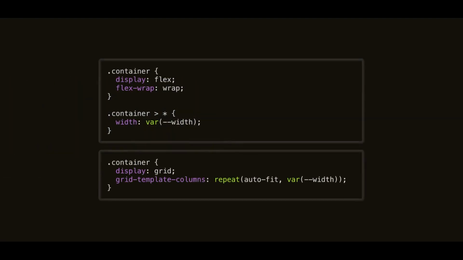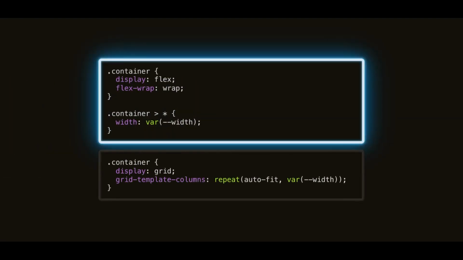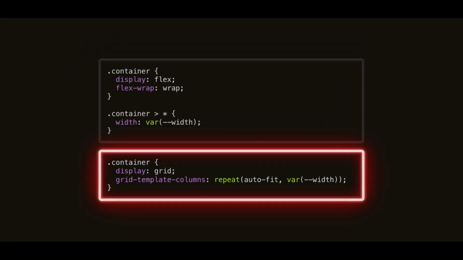So for instance, we can implement this in Flex by using display flex wrap on the container, and then specifying that we want each direct child of that container to have a specific width. Or we can do it with grid by saying we want a grid, and we want the grid to have as many columns as will fit, and the columns to be this specific width. I personally prefer the grid layout, but if you asked me to review a PR with the Flex layout, I wouldn't ask you to change it.